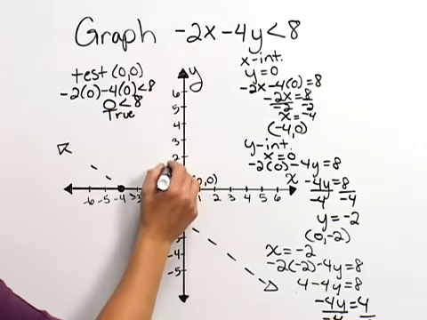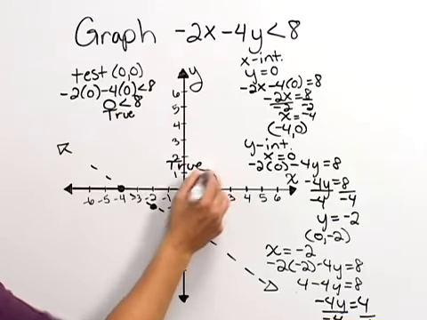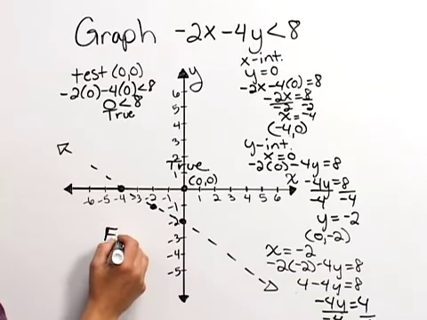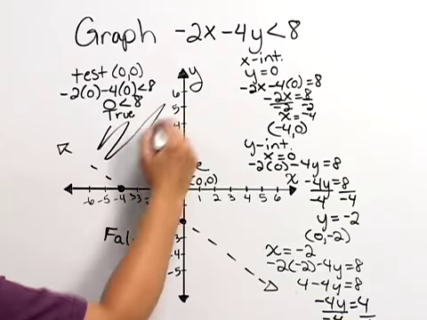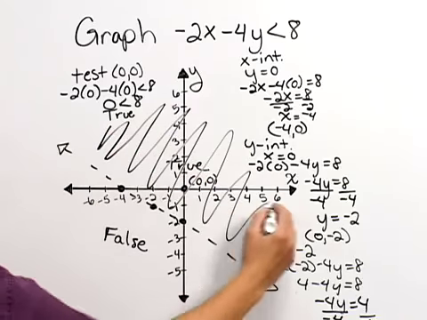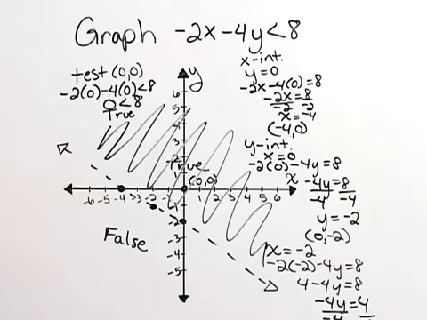So that means everything on this side of the line would be true, and everything over here would be false. We need to shade where everything is true. So we want everything on this side of the line shaded. And the picture you see there will be the graph of the inequality negative 2x minus 4y less than 8.